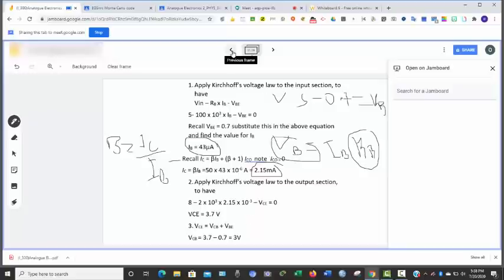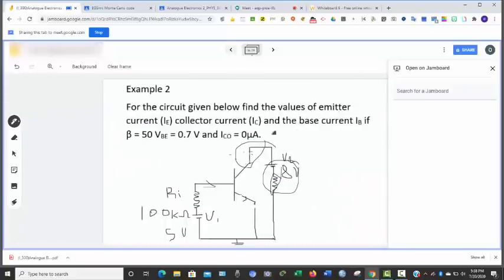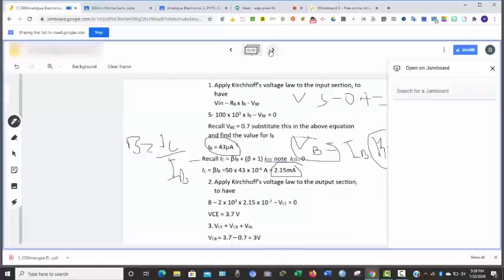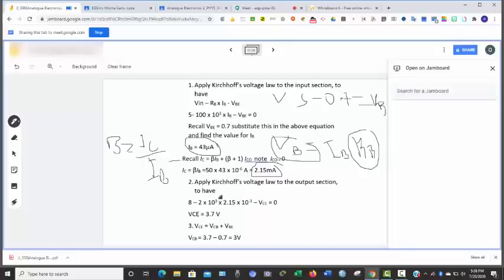This should be 2 kilo ohms. That's what we have here, 2 kilo ohms. Then times this. Then by the time you subtract it, we know what is our VCE.